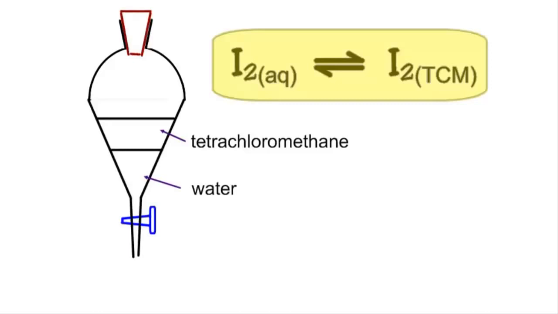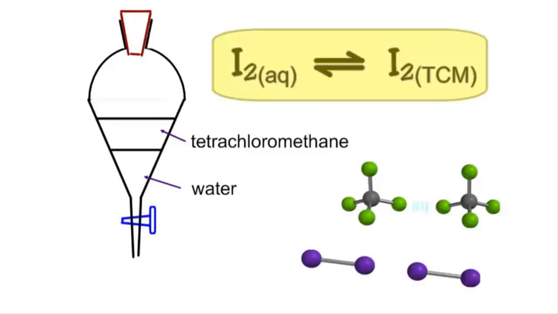Let's consider another partition equilibrium situation, this time iodine, I2, between tetrachloromethane and water. You see the tetrachloromethane molecules there, CCl4. They're non-polar, and the question is, will the iodine be more soluble in the non-polar tetrachloromethane layer or in the water, the aqueous polar layer? So we need to consider whether iodine I2 molecules are polar or non-polar.